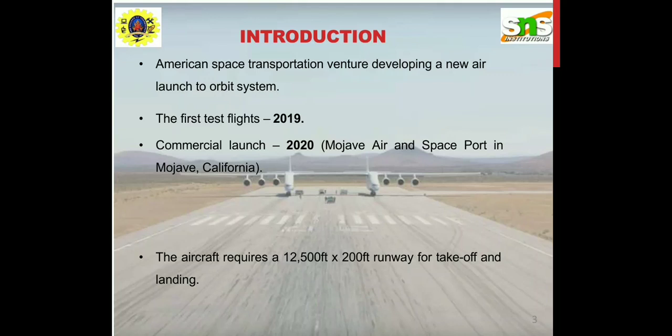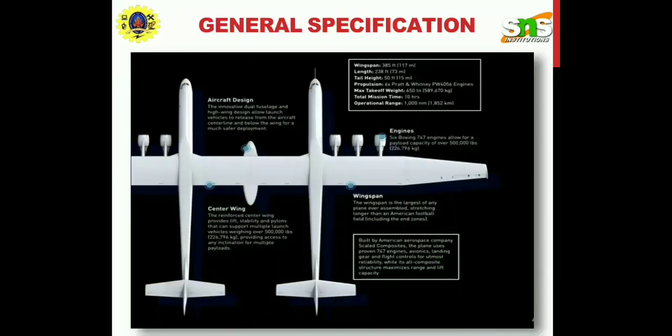The next one is the general specification of the aircraft, considering the aircraft design, the wing, the wingspan, and the engine. For the aircraft design, the innovative dual fuselage and high wing design allow launch vehicles to release from the aircraft centerline and below the wing.